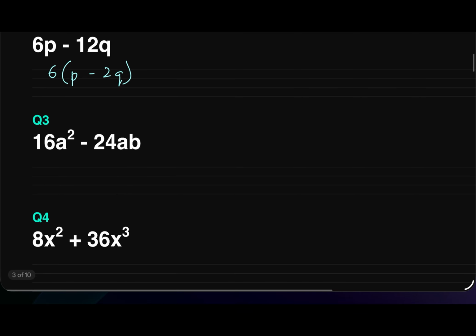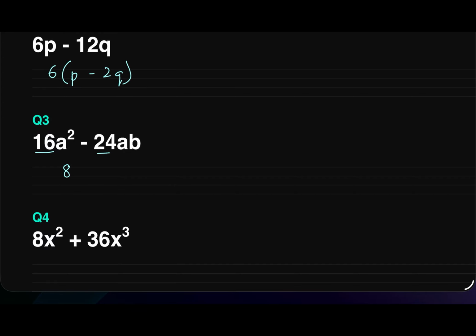Let's look at question number 3 now. In 16 and 24, what is the highest common factor of 16 and 24? Now, if you think that the common factor is also 2, can I just take 2 outside? No, you cannot take 2 outside because we need not the common factor but the highest common factor. So in 16 and 24, the highest common factor is 8, because 8 2s are 16 and 8 3s are 24. So the number 8 will come out.